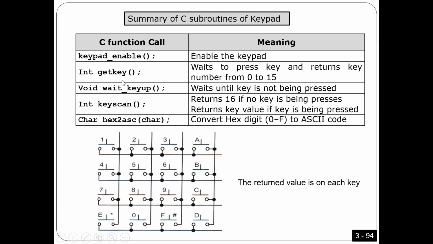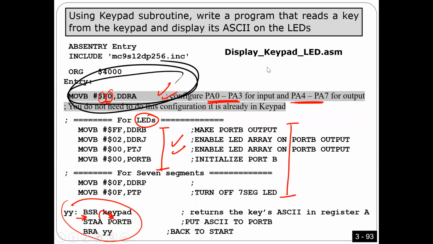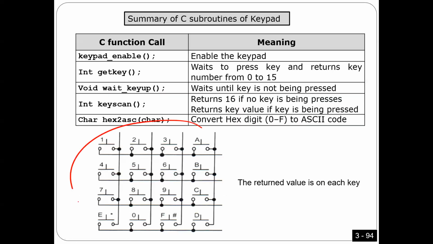Number two, if you want to read the number from the keypad, you can call this one, get key. This one is going to wait until you press a key. And this one is going to return a number from 0 to 15. As you see here, guys, a number from 0 to 15. So this is 10, 11, 12, 13, 14, 15. Okay, so it's not going to return ASCII.